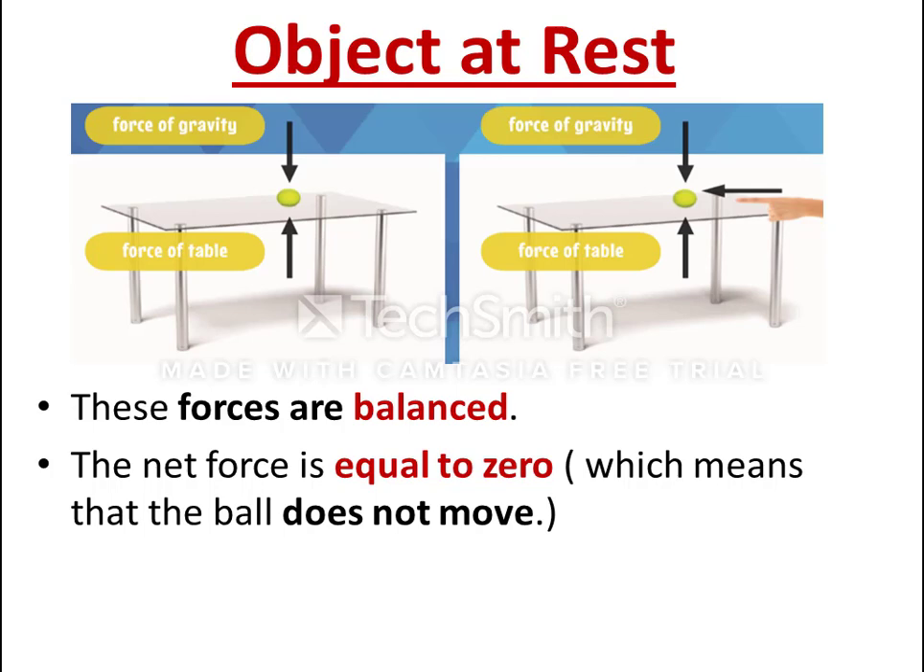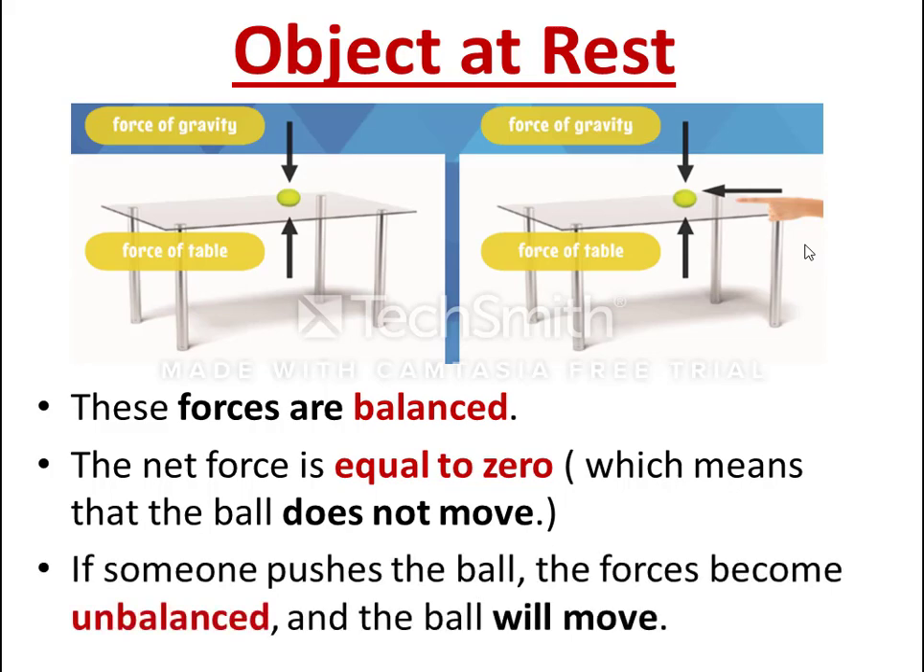But if I pushed it, like the hand you have here, if I push the ball, do you think it will be balanced combined forces or unbalanced combined forces? Of course it will be unbalanced combined forces. Why? Because now we don't have equal size or opposite directions. There are too many directions and they are not the same in size anymore. So if someone pushes the ball, the forces become unbalanced and the ball is going to move. Excellent. Of course it will move because I pushed it and I changed the balance between up and down.